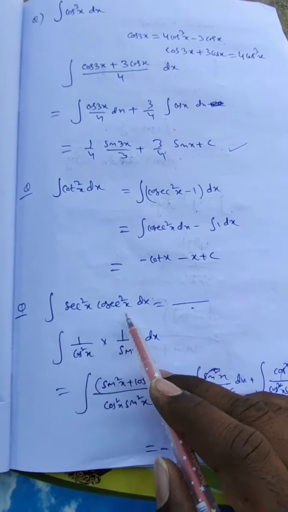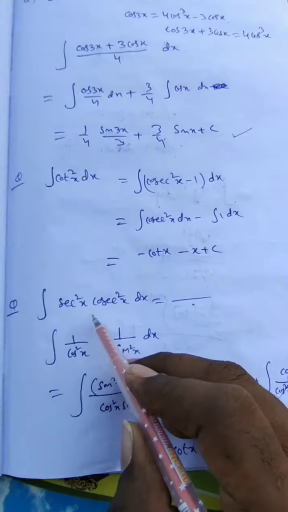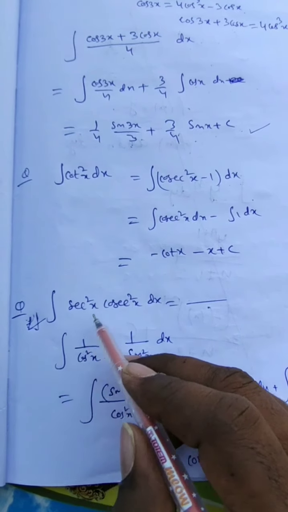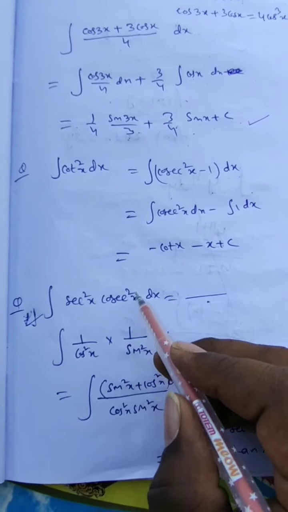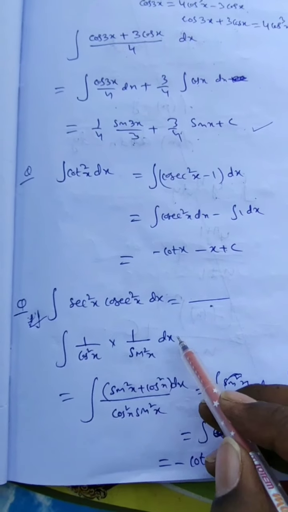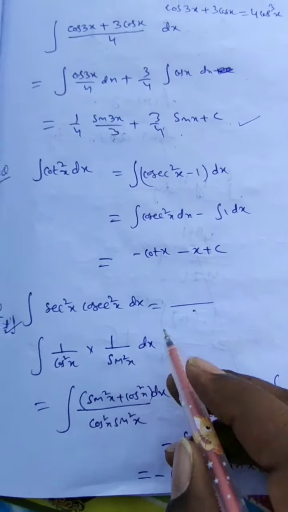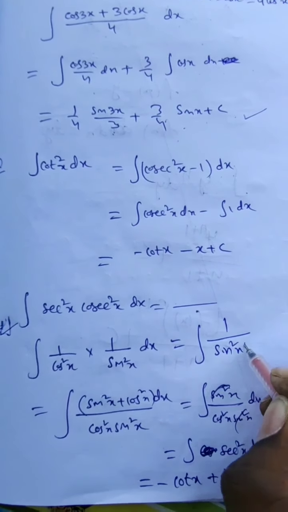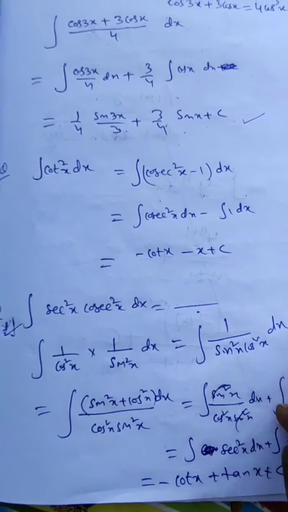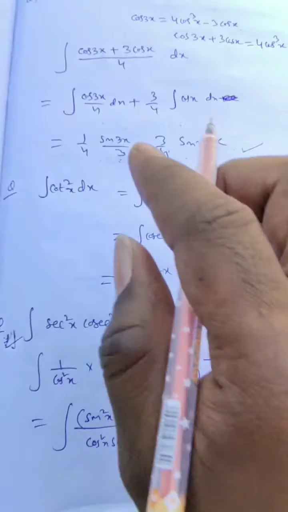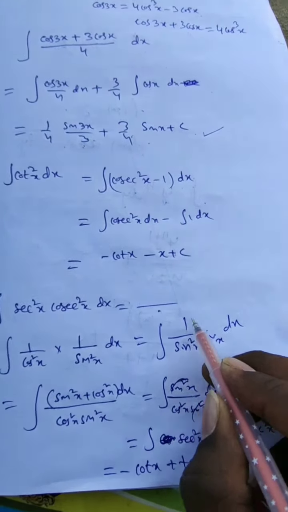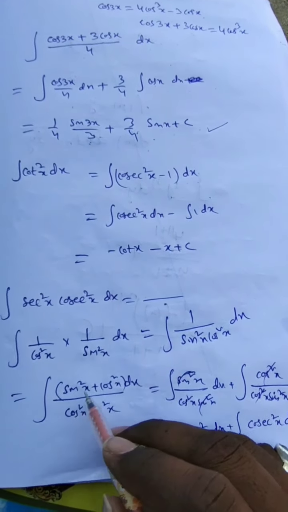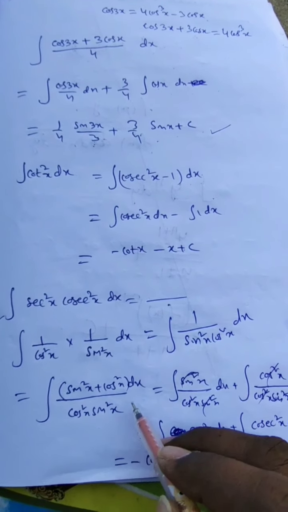Integration of sec square x into cosec square x dx. How to solve this one? See, this is important one. Sec square x I can write 1 by cos square x, into cosec square x I can write 1 by sin square x dx. So I get integration of 1 upon sin square x cos square x dx. This type of problem I discussed in the previous IIT question. Wherever you get 1, this should be converted into sin square x plus cos square x. 1 should be written as sin square x plus cos square x upon cos square x sin square x dx.